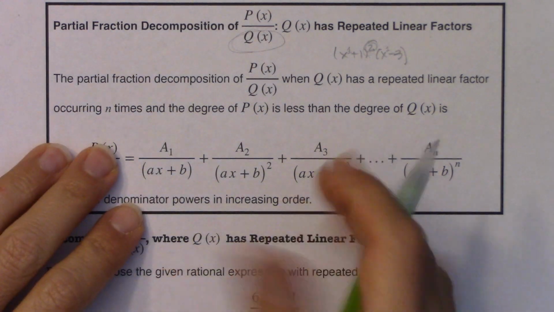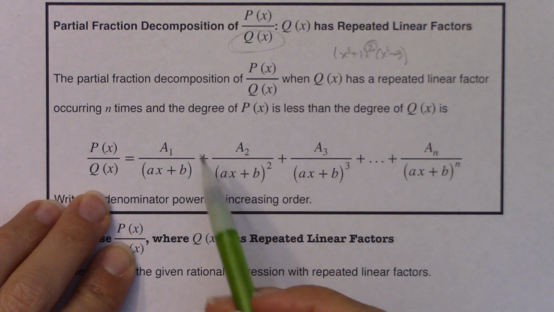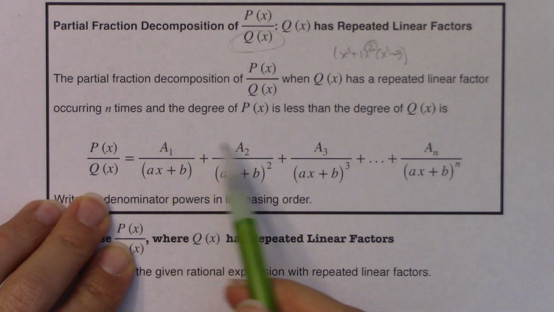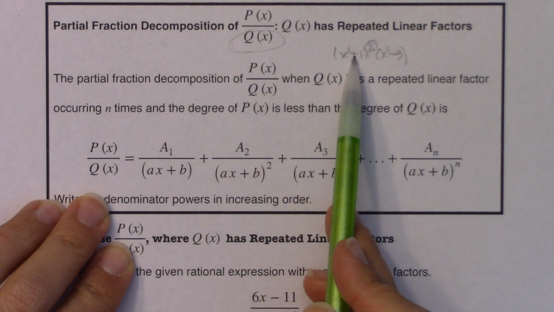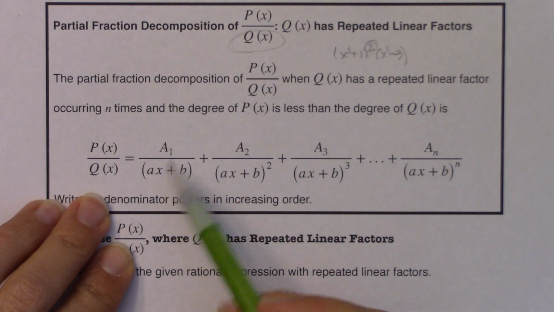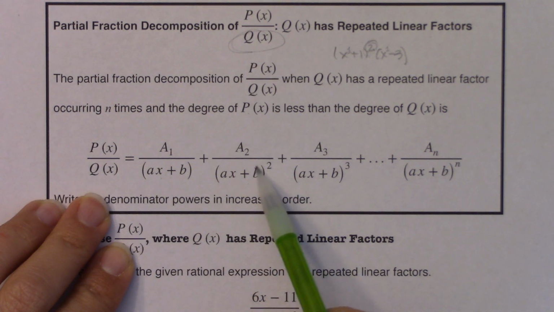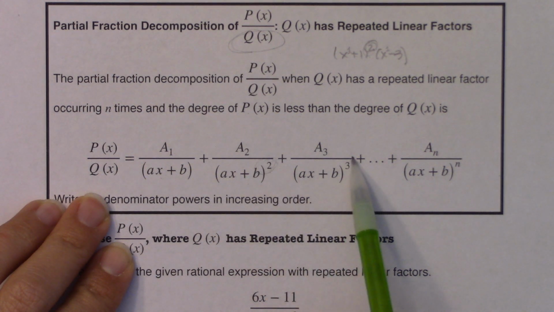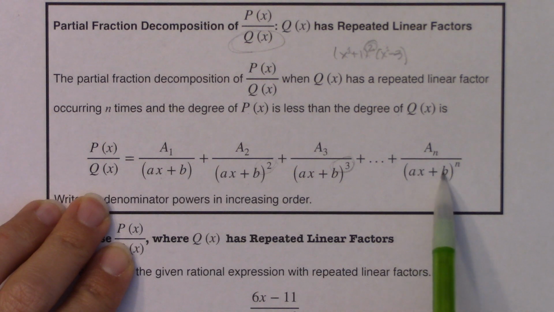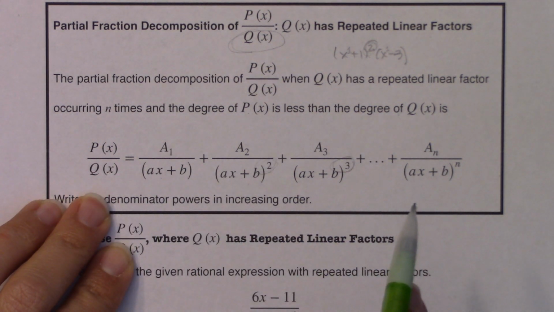So in order for partial fraction decomposition to work, we have to tweak what we did before slightly, but we still need the degree in the numerator to be strictly less than the degree in the denominator. So we'll set up a fraction for each degree of this repeated linear factor. So I'll set A1 over (ax + b), A2 over (ax + b) squared, then (ax + b) cubed, all the way up to (ax + b) to the n, and we'll do that for each linear factor.